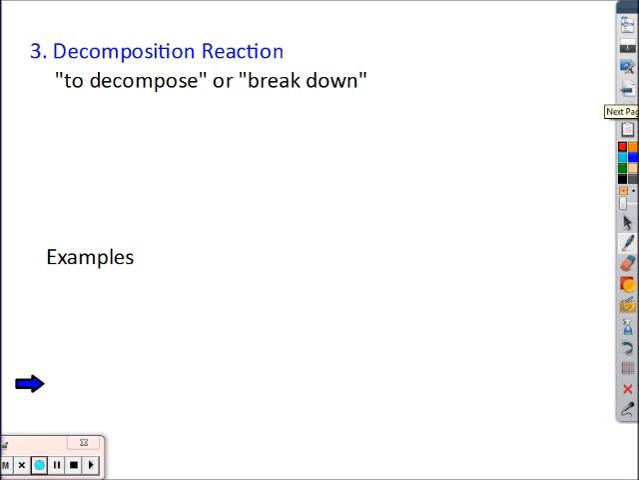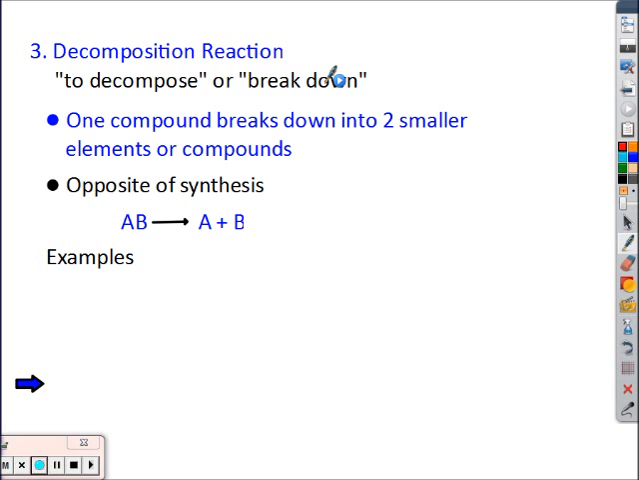Decomposition is basically the opposite of synthesis. When you're decomposing something, you're breaking it down. Again, it's 1 thing going to 2 things. So on the reactant side, you see 1. On the product side, you see 2. And again, it is the opposite of synthesis. So oftentimes you'll see a reaction written as a synthesis reaction. You might see it later on another paper written as a decomposition, just flipped.